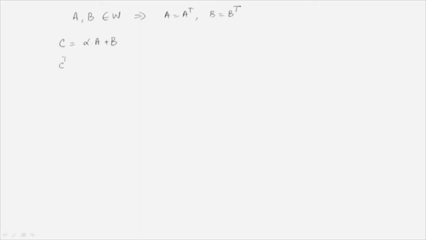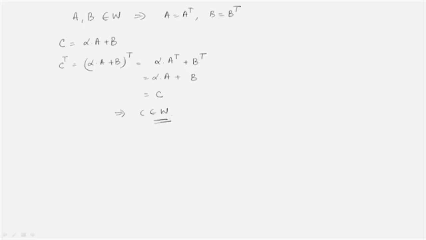So take C transpose, which is alpha dot A plus B whole transpose, which is alpha dot A transpose plus B transpose. And it is alpha dot A plus B, because A transpose is A and B transpose is B, so it is equal to C. So this implies C is in W.